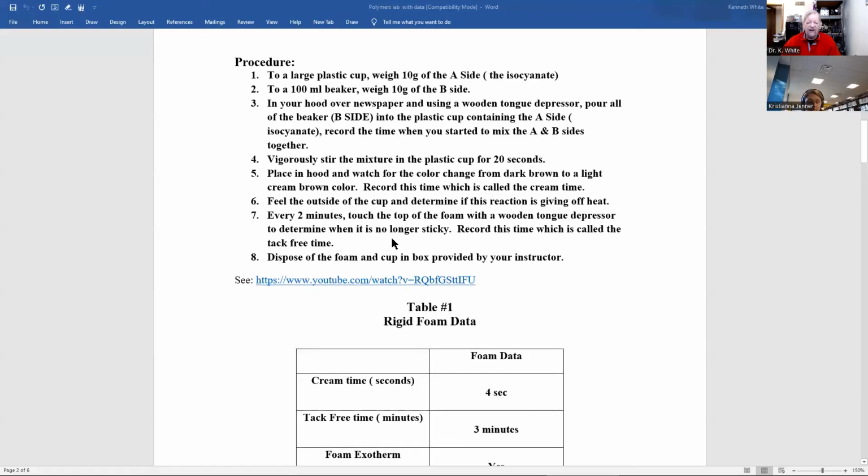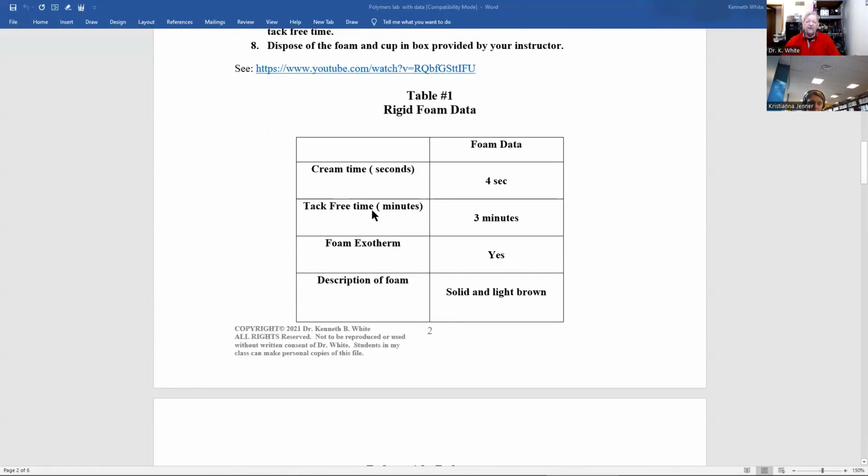All right, that's a urethane foam. And if you were making it, you'd determine the cream time, which I give you, tack-free time. Was there exotherm? And you noticed in the video, you said how it gets hot on the outside, you'd feel that. And the color is a solid and it's a light brown like what he had.